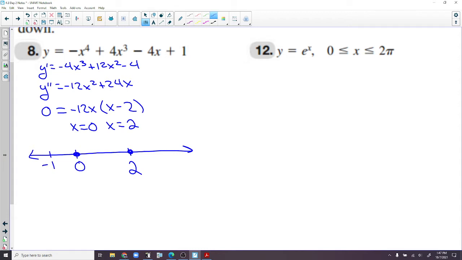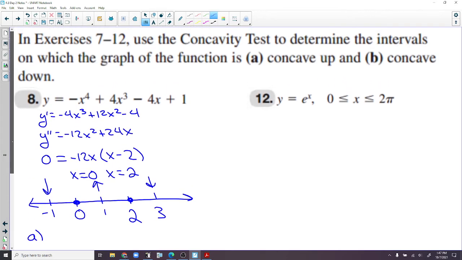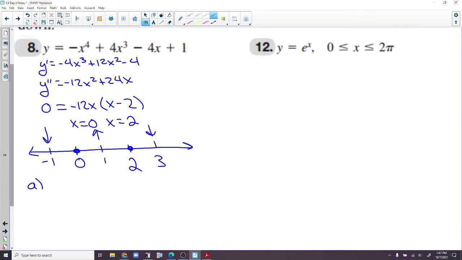Let's test negative 1, 1, and 3. So negative 1, I just need to know that that's 12 times negative 2, that's negative. So concave down. Negative 12 times negative 1, that's positive. Concave up. And then 3 is negative 36 times a positive 1, that is negative. So A, what do they want? Concave up? Concave up on 0 to 2.